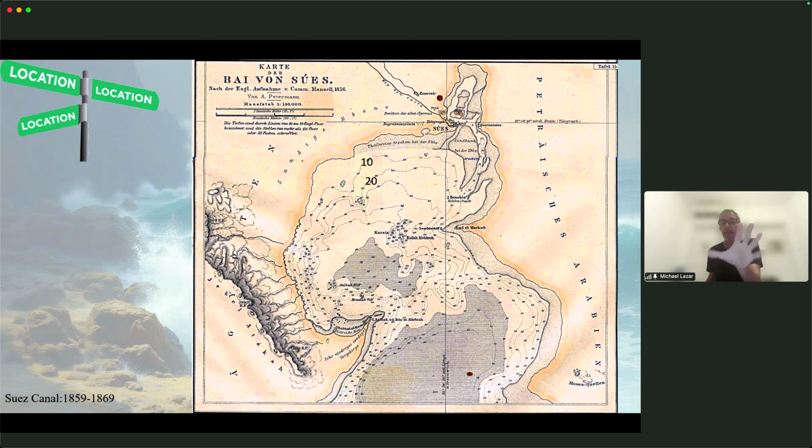Now, admittedly, this is the water depth in the 1800s. I have no idea what the water depth in this area was 3,000 years ago, and that's something that I think we can't know.